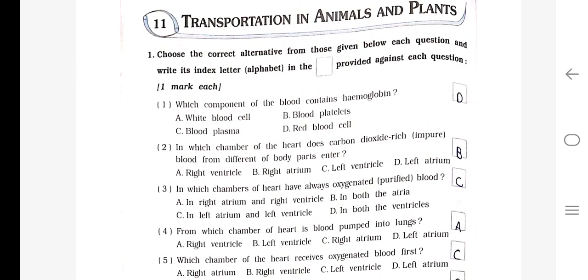Number 5. Which chamber of the heart receives oxygenated blood first? A. Right atrium. B. Right ventricle. C. Left ventricle. D. Left atrium. So answer is C. Left ventricle.